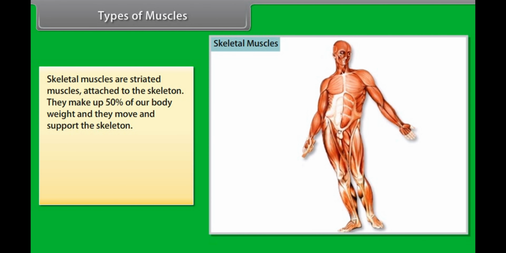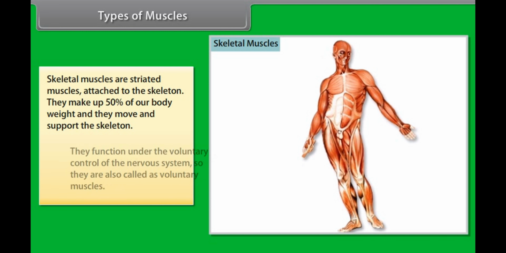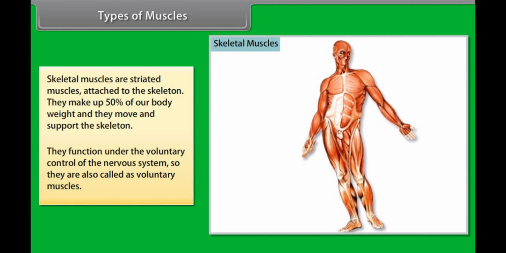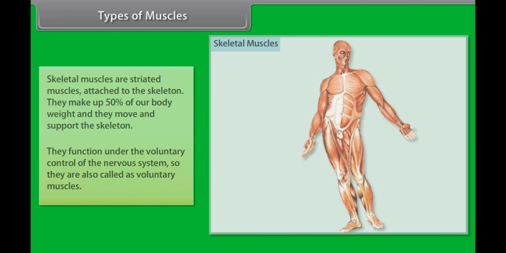Types of muscles. Skeletal muscles are striated muscles attached to the skeleton. They make up 50% of our body weight and they move and support the skeleton. They function under the voluntary control of the nervous system, so they are also called voluntary muscles.